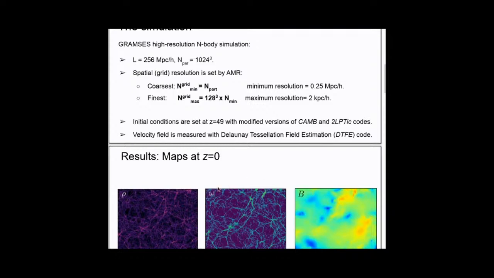This simulation starts from redshift 49. We set initial conditions with perturbation theory. And in order to measure the velocity field from the particle data of a given snapshot of the simulation, we use the DTFE code, which is the standard code used for this purpose.